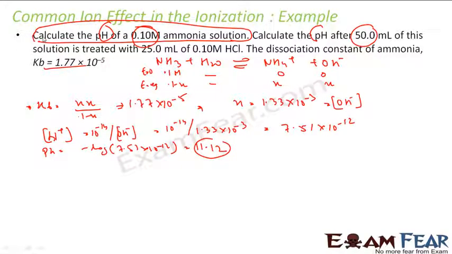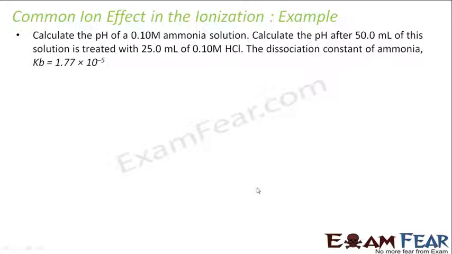Correct? See, now the trick begins. Now what happens is, in this we are adding 50 ml of this solution with 25 ml of 0.1 M HCl. So let's take a fresh page now. This part is done. Now comes the trick part.